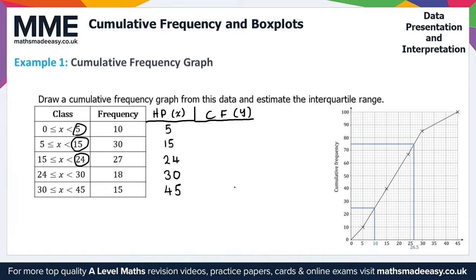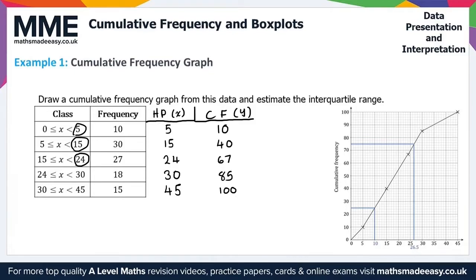Okay, for the cumulative frequency, we just add the frequency as we go along. So the first one here is just 10. The next one here is going to be 10 plus 30, so that would give us 40. The next one then is going to be 40 plus 27, that gives us 67. Then we have 67 plus 18, and we just keep going here, so that gives us 85. And then finally 85 plus 15 gives us 100. So we've completed the table that we need now.